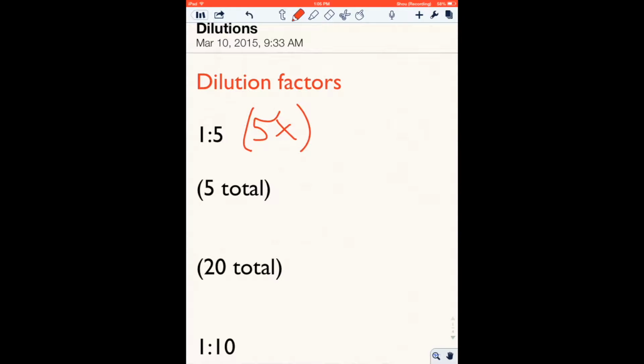Okay, so one way we can think about this is we have 5 mils of total solution we want, and we want a 5x dilution. So that will give us 1 mil when we divide it. What that means is we take 1 mil from our stock solution, our concentrated solution, into 4 mils of our diluent or solvent.